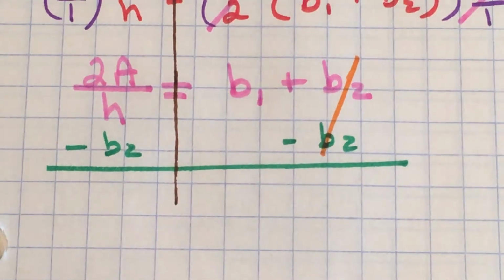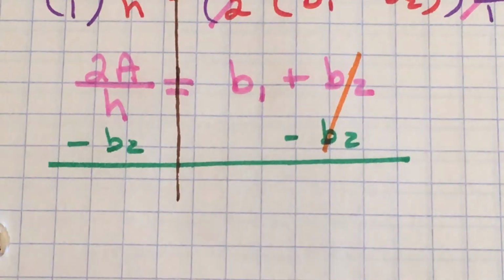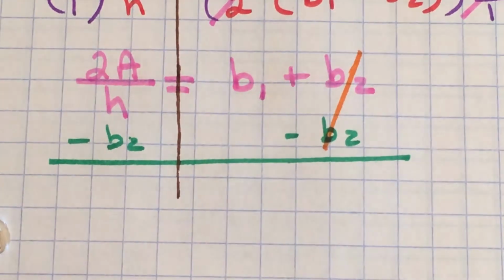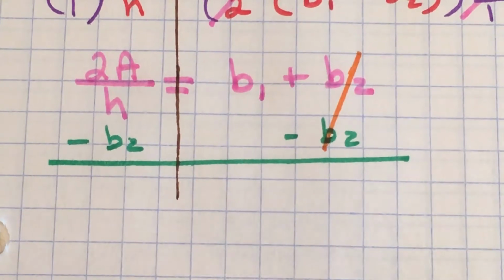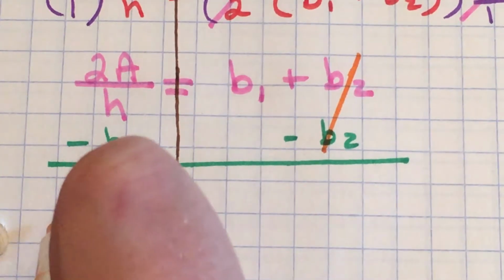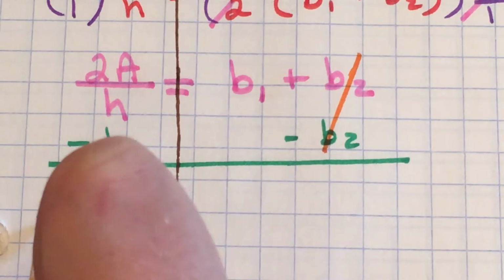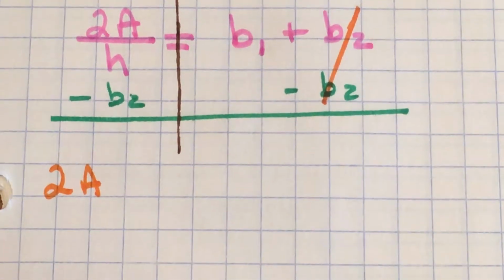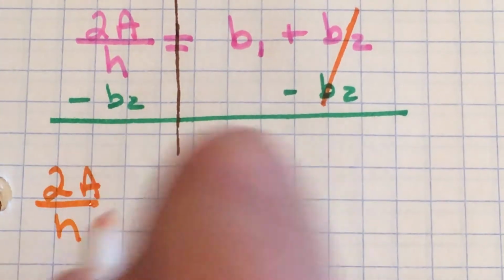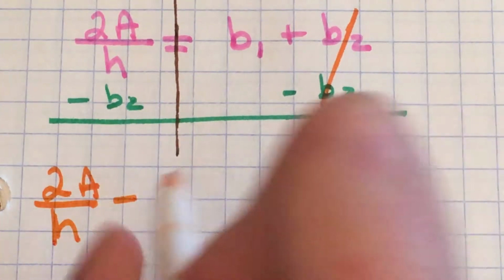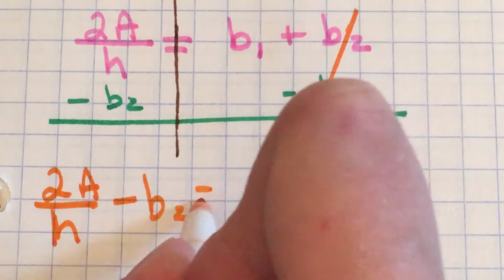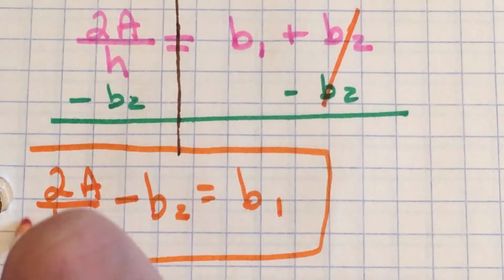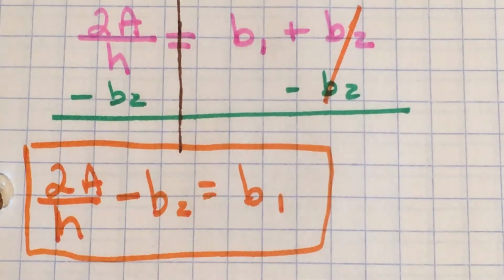On the right side, base 2 cancels out. On the left side, these are so many letters, I can't just subtract them and make one thing. That would be really strange. So let's just write them out in a straight line. 2 times the area divided by the height minus base 2 equals base 1. Done. That's it. It's over. Nice job.